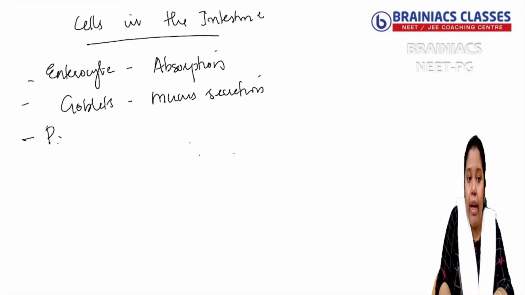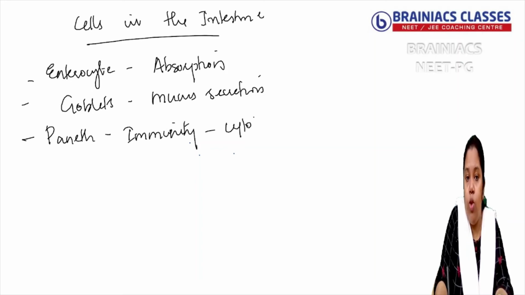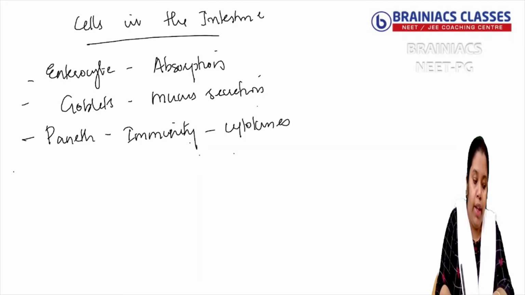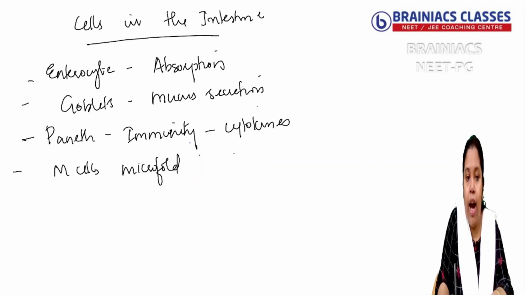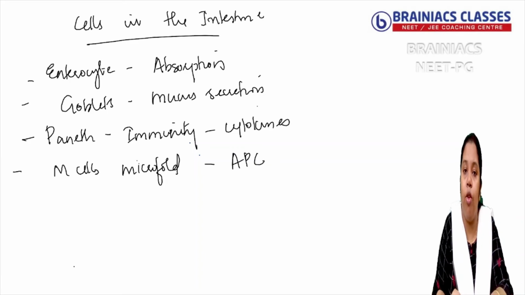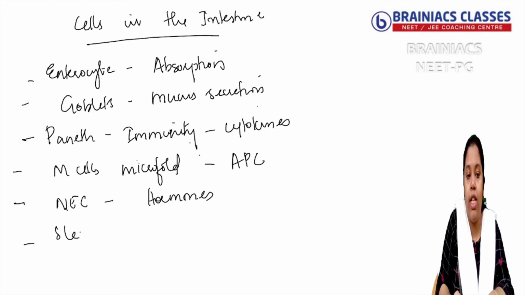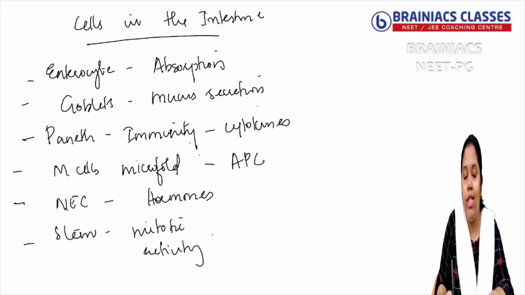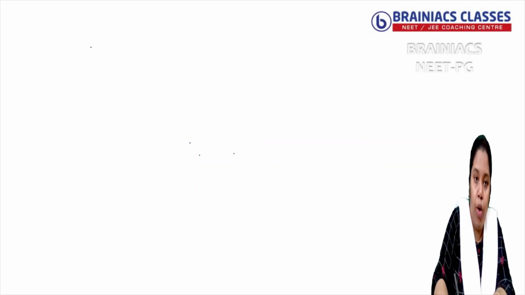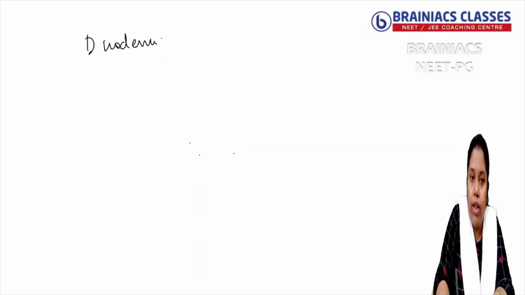Then you have Paneth cells. These actually have a role in immunity, and they will secrete cytokines. Then you have the M cells or the microfold cells. They are nothing but the antigen presenting cells of the intestine. Then you have the neuroendocrine cells, which will secrete hormones, and you have the stem cells, which have the mitotic activity. So this is about the cells of the intestine, right? If you take the duodenum, I told you there is Brunner's gland.